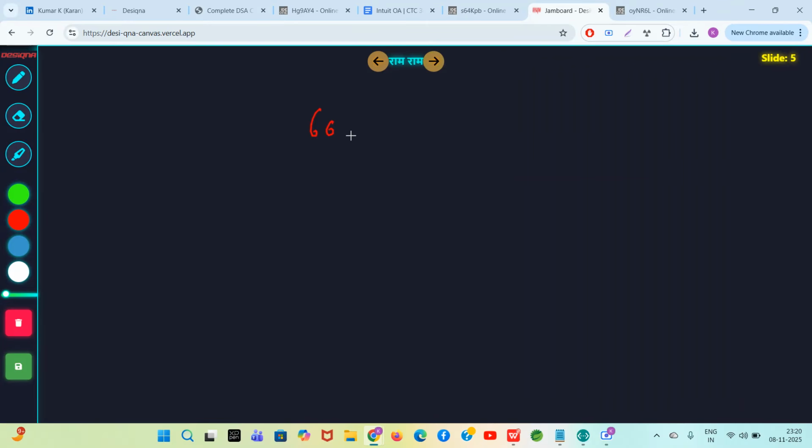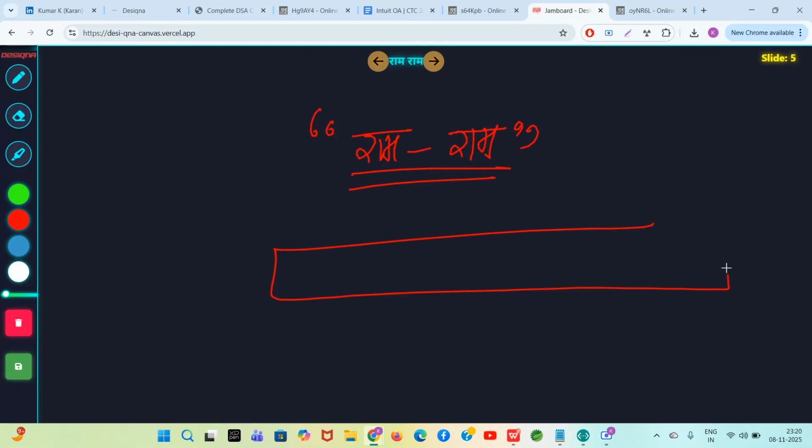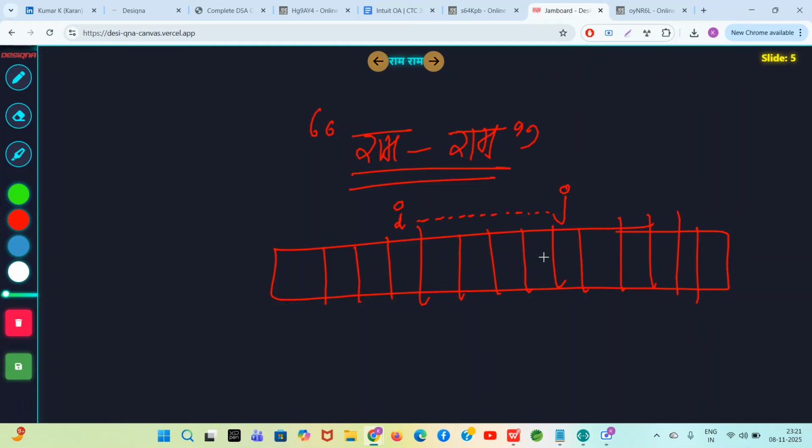Okay, so now listen to me carefully. This is the subarray, right? Subarray from index i to j. Let's say that subarray from i to j is valid. So when will it be valid? Let's try to analyze that part. We have to count all the valid subarrays, right? So when will it be valid?